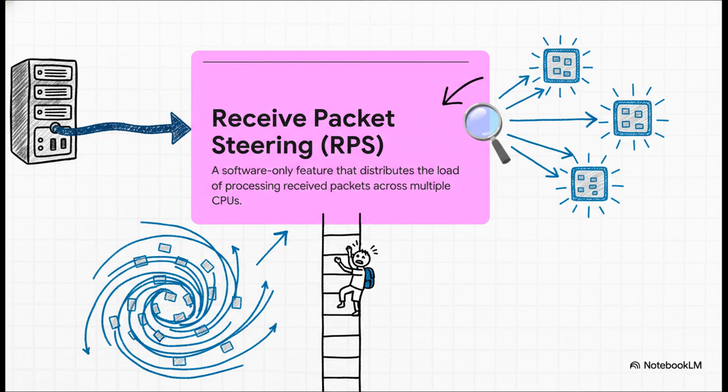But wait a second, what happens if a single CPU gets totally overwhelmed trying to do all this ladder climbing work? Well, that's where another cool feature comes in, Receive Packet Steering, or RPS. It's a powerful, software-only feature that acts like a traffic cop. It starts distributing the incoming packets across multiple CPU cores so they can share the load. This ability to parallelize the work is a total game changer. It stops one core from becoming a bottleneck and lets you really maximize your server's processing power, even if your network card only has a single queue.